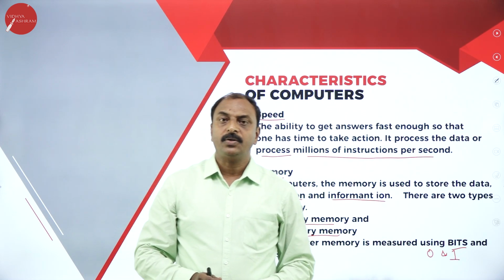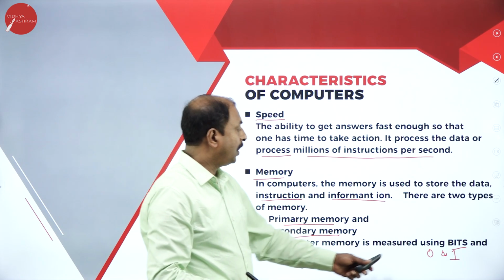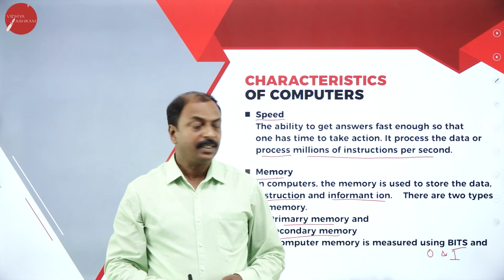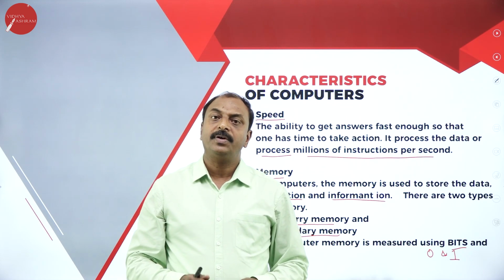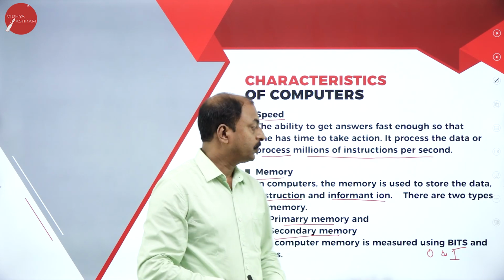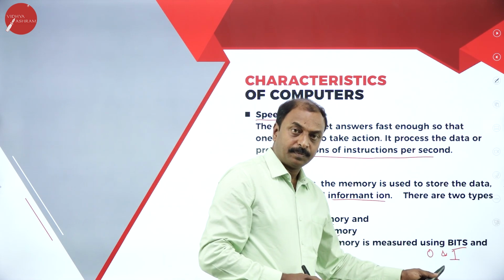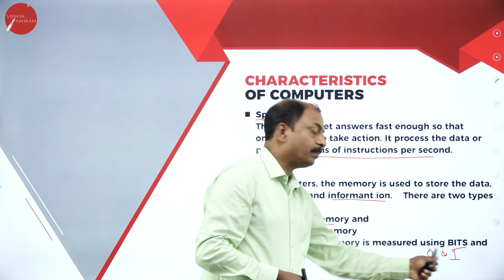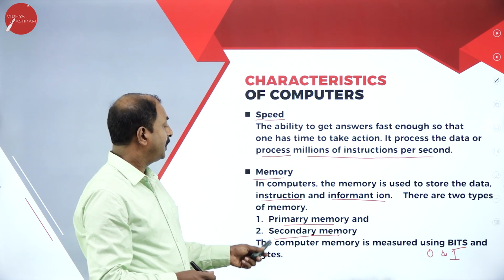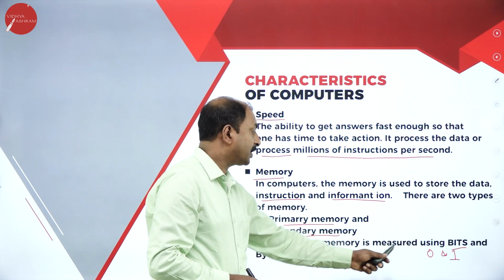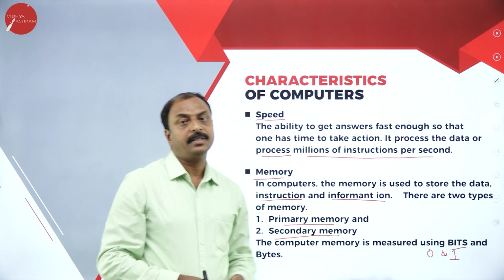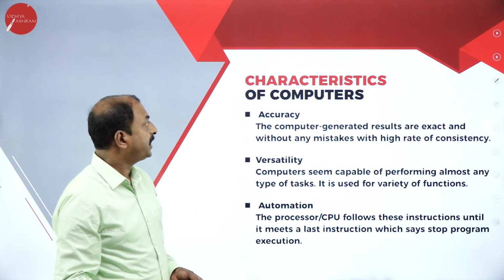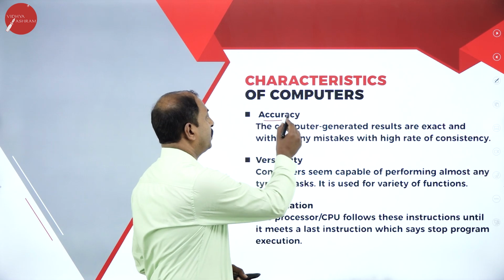So, a computer works with zeros and ones, and these two are called binary numbers. So, all information, everything in a computer, is processed through these two binary numbers or combinations of binary numbers. So, it is bits and bytes. This is the basic unit, or we measure computer memory in bits and bytes. So, this is memory.